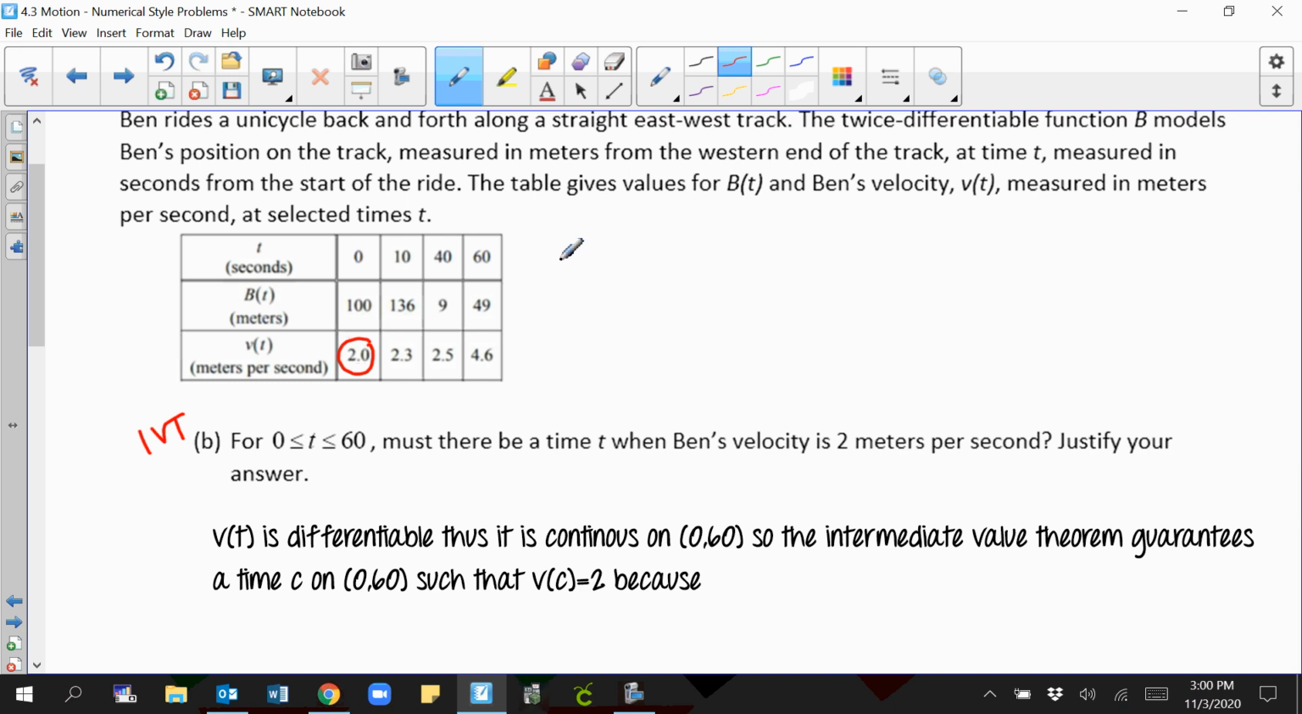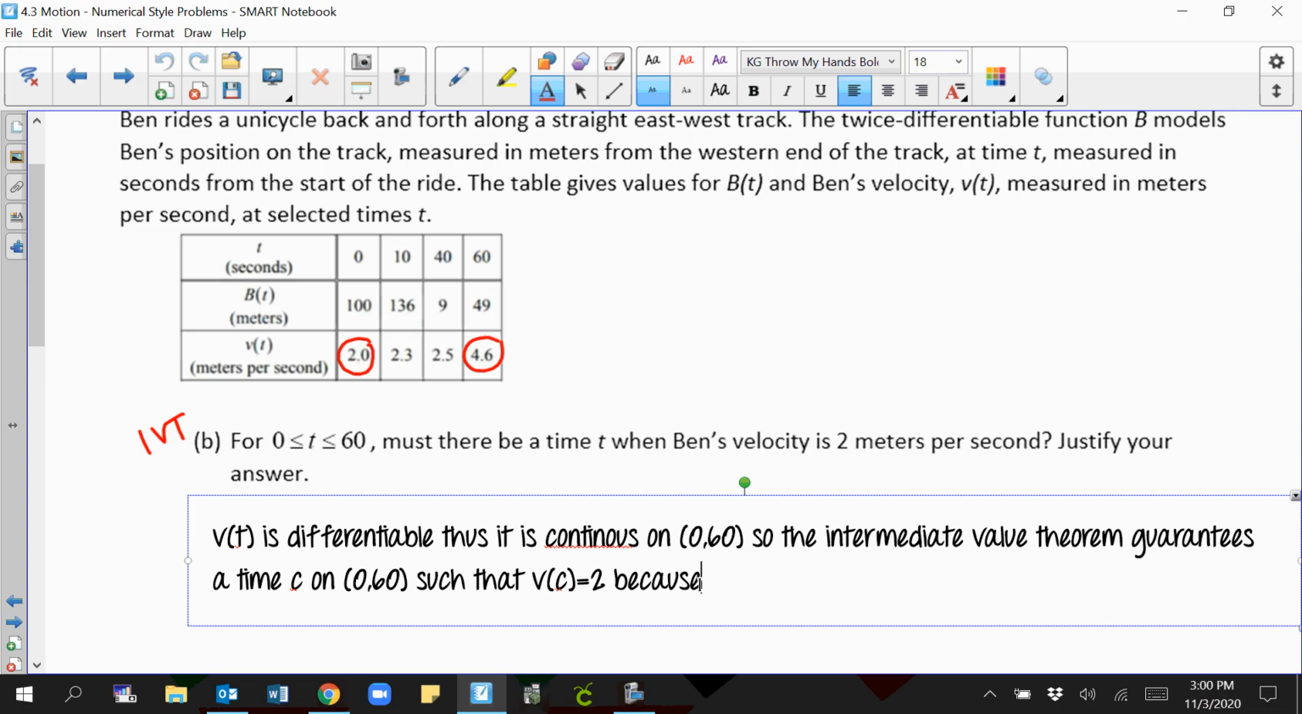And if we're looking up here at 60, our velocity is 4.6 meters per second. Well, we already know that at 0, the velocity is 2 meters per second. So that kind of just guarantees that right there, right? So what I'm going to say is because v of 0 is equal to 2, which is less than my v of 60. And there we go. That's it for part B.